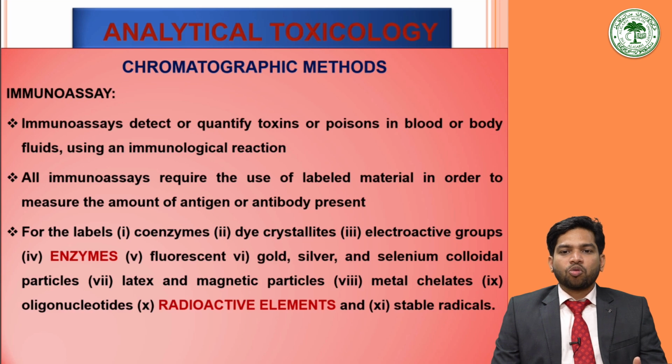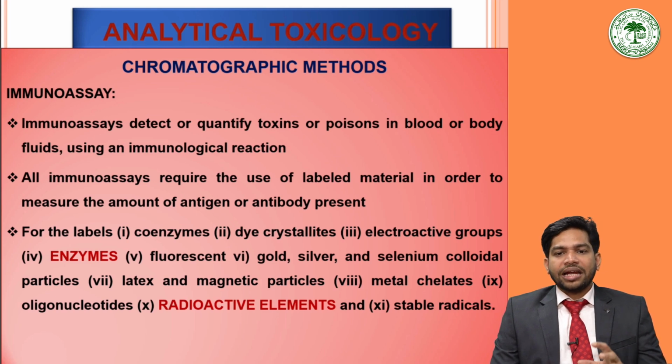Immunoassay detects or quantifies toxins or poisons in the blood or body fluid using an immunological reaction. The importance of the immunoassay method in toxicological analysis is due to its high sensitivity and specificity. Based on antigen-antibody reactions, all immunoassays require the use of labeled material in order to measure the amount of antigen or antibody that is present. Labeling is required because neither antibodies nor their binding to their antigens have high intrinsic detectability. So labeling is done so that they can be detected through the analyzer.